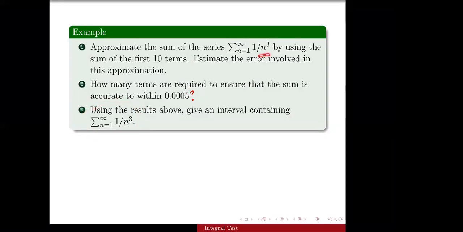Take note, this series is a P series with P equals 3, and P is greater than 1. This is a convergent series.